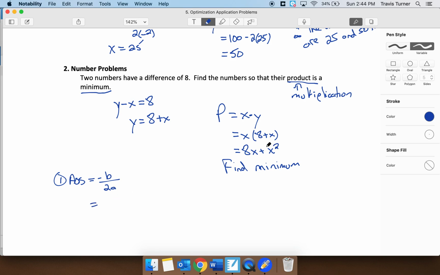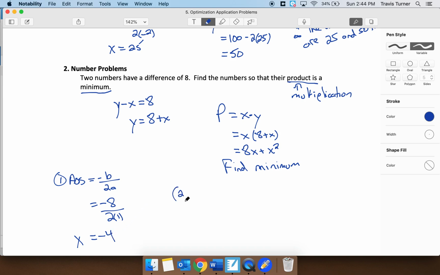So if I sub these things in, 8 being my b, I've got negative 8 over 2 times 1, so I end up with negative 4. That's my x value, because this is what it had in an equation, was x. So my first number is going to be negative 4.